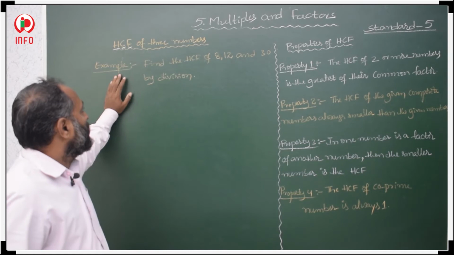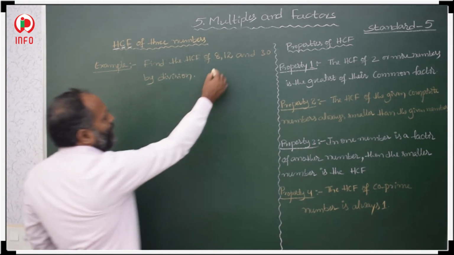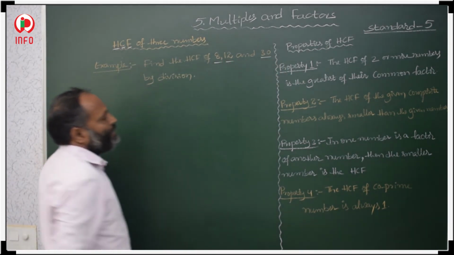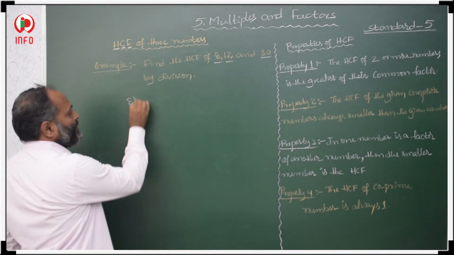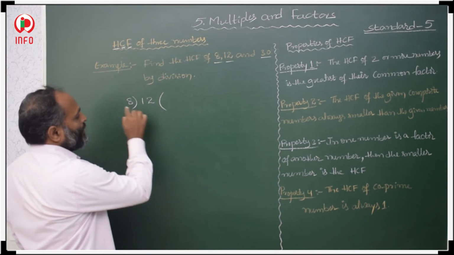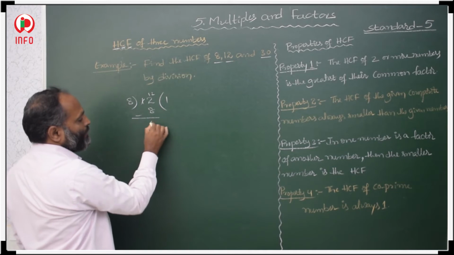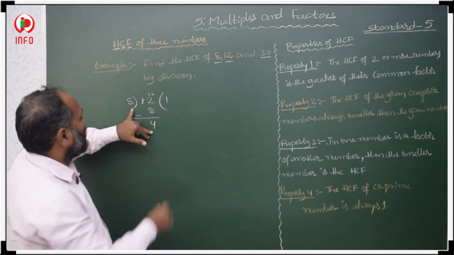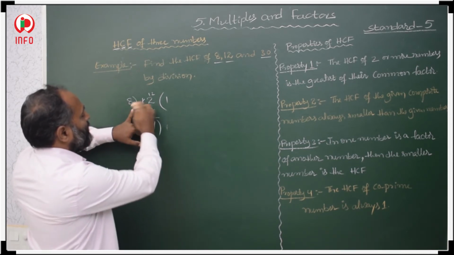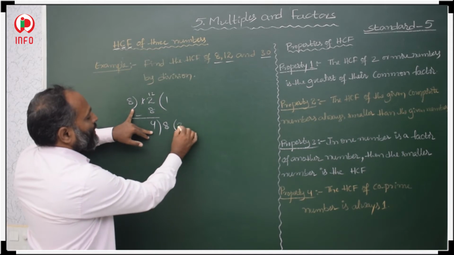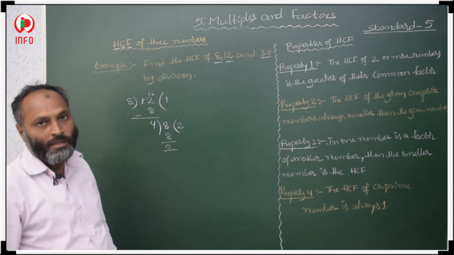Here now, the HCF of three numbers by using the division method. See here, 8, 12 and 30 were given. First we have to take any two numbers. I want to take 8 and 12. So 8 divides 12. 8 ones are 8. Then 12 minus 8 is 4. This is the remainder. The remainder divides the divisor 8. 4 twos are 8. When we divide with 4, the remainder is 0.